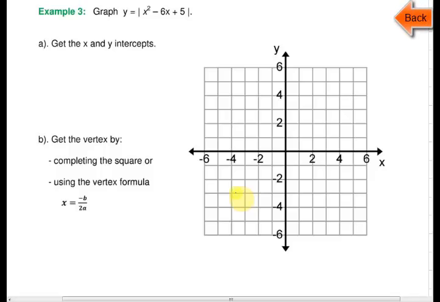So our last example for this section, 7.2, example 3: we want to graph y equals the absolute value of x squared minus 6x plus 5. So once again, a quadratic. And we are going to start by taking a look at its related function, which is y equals x squared minus 6x plus 5.